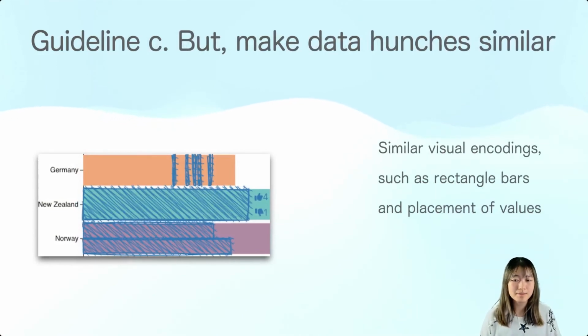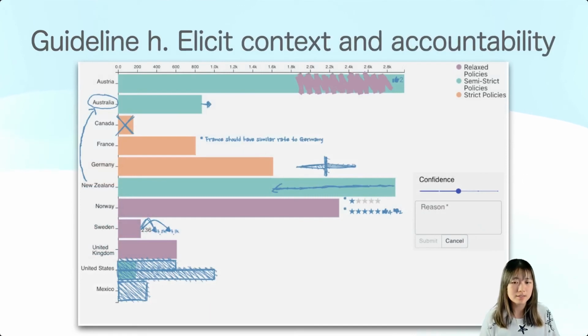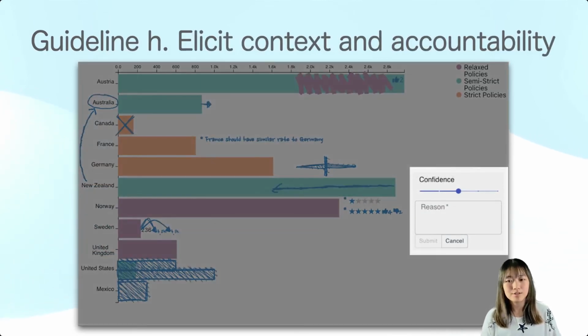But at the same time, make data hunches similar in terms of visual encodings. Similar visual encodings can help with the comparison with the original data and between data hunches. It makes reading data hunches a lot easier without the need for the mental conversion. Reasoning and context is critical to support the validity of data hunch. Therefore, in the prototype, we require all data hunches to be accompanied with the reasoning so that a reader can understand the data hunch fully. We also recommend recording author's identity to establish trust.